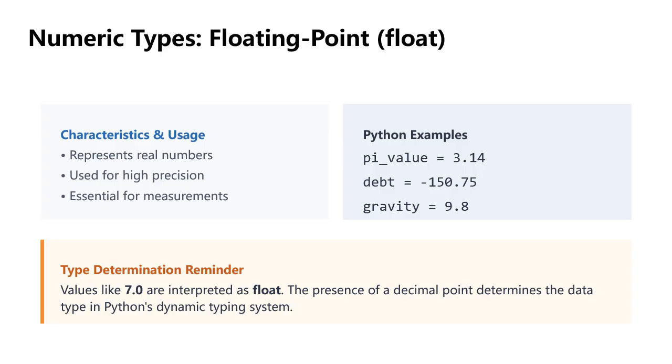Notice how even a negative balance like 150.75 follows this same rule. Here is a crucial reminder: the value 7.0 is treated as a float. Even though there is no fractional part, that decimal point signals to Python that this should be handled using floating point logic. Next, we'll see how this works in practice in our variable lab.